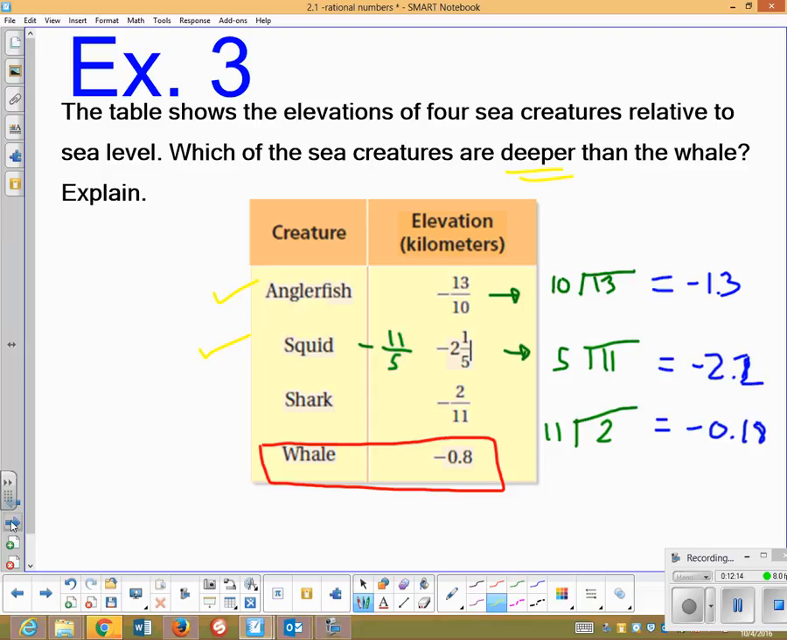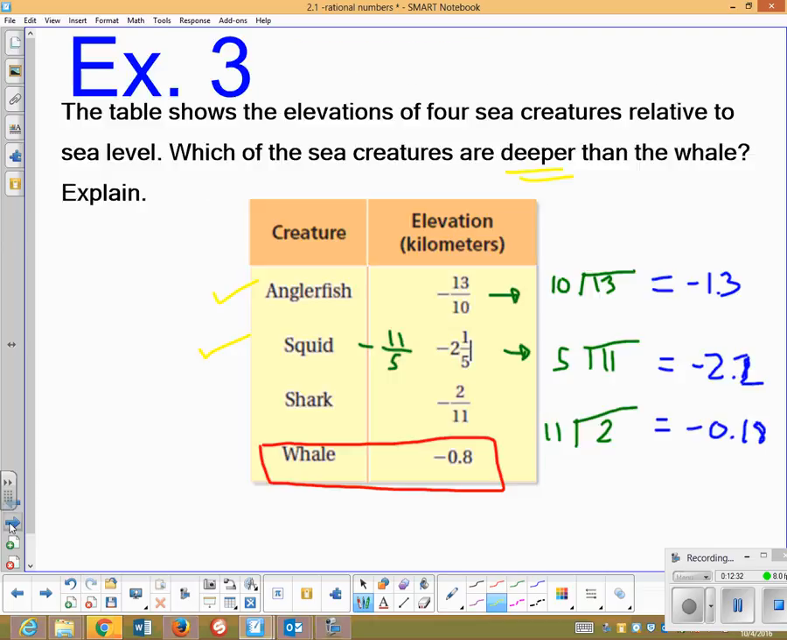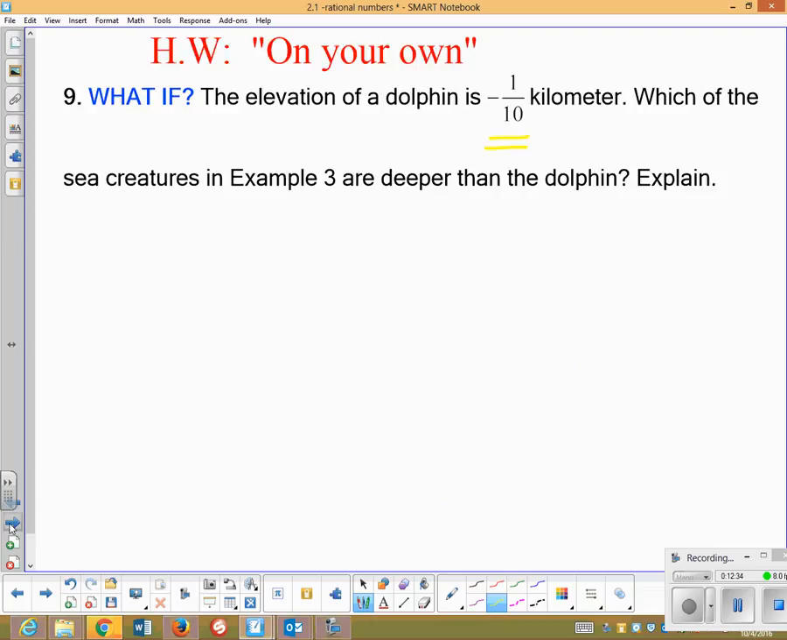Okay, using the same information, I would like for you to go ahead and answer number 9 on the same paper. It's also on your own. If the elevation of the dolphin is negative 1 over 10 kilometers, which of the sea creatures in example 3 are deeper than the dolphin? So you might want to go back and rewind this if you need to refer to it to figure out which of the sea creatures are deeper than the dolphin if the dolphin is negative 1 over 10. Okay? Don't forget to also explain.